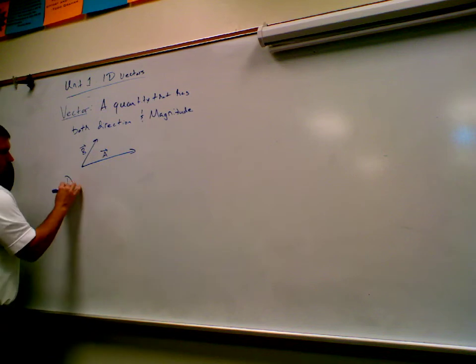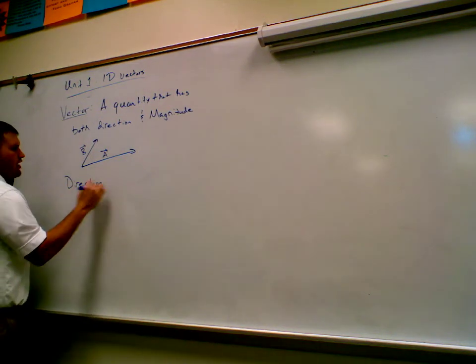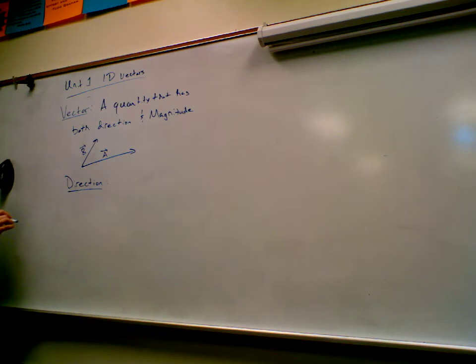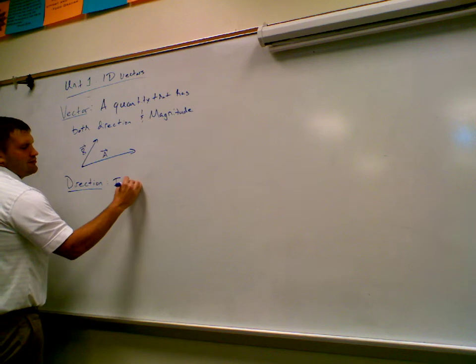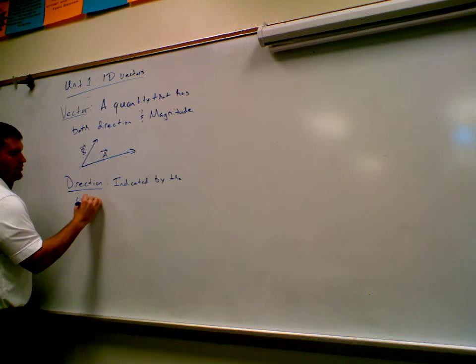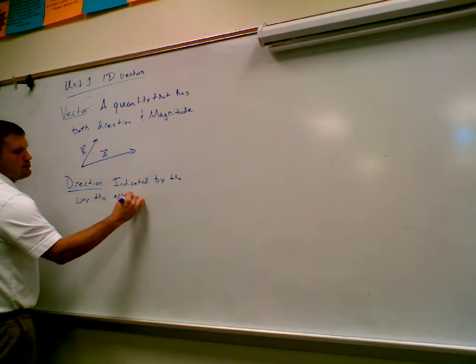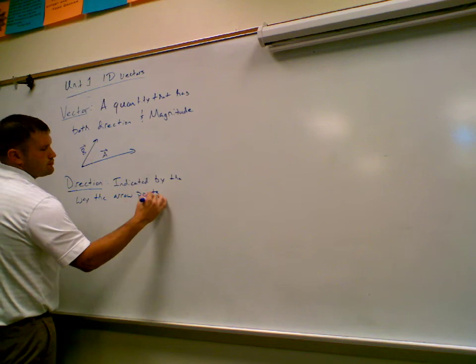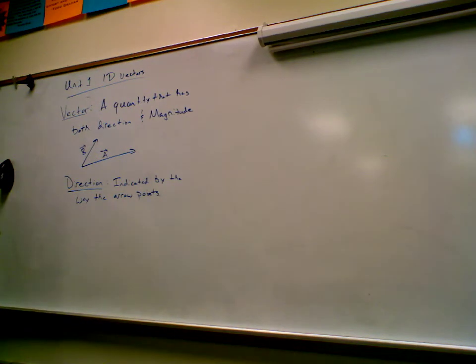The direction is what? What's the direction of A? Right. Okay, kind of to the right, a little bit up, right? What's the direction of B? Right. It's going up. Okay, it's more up, but still to the right, right? So the direction is indicated by the way the arrow points.